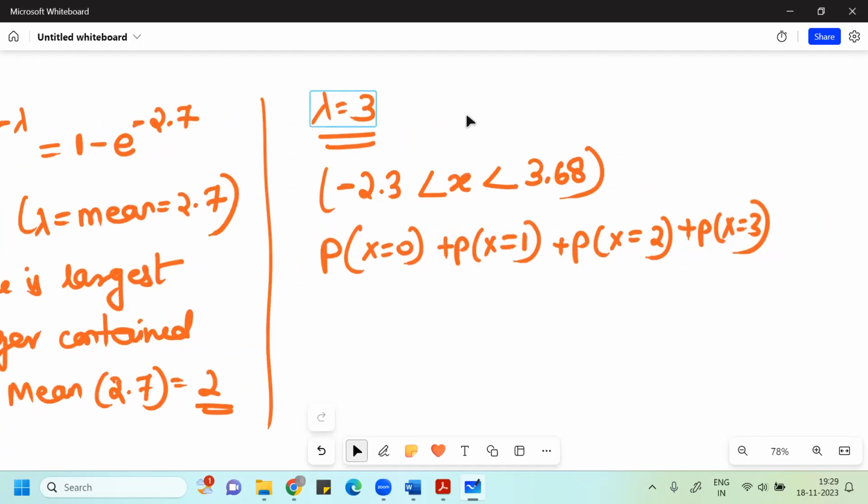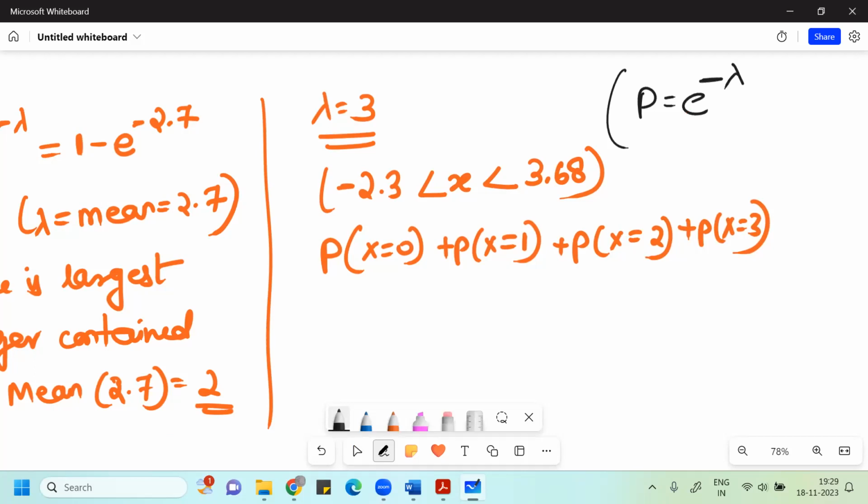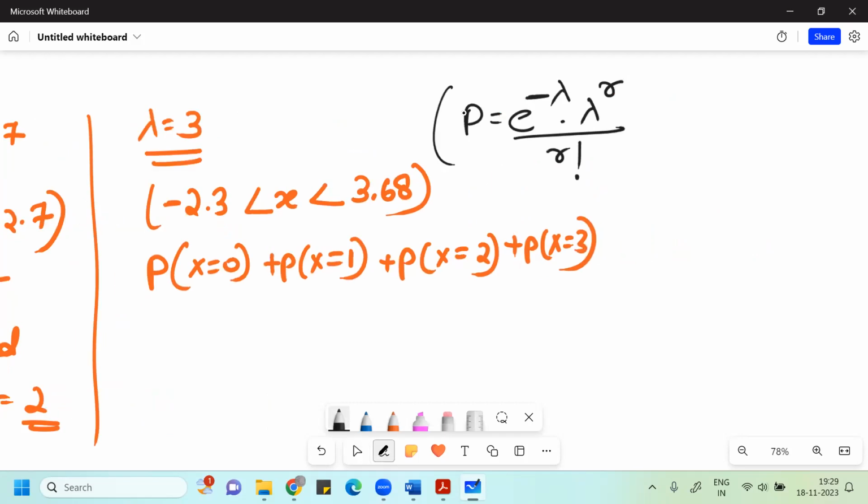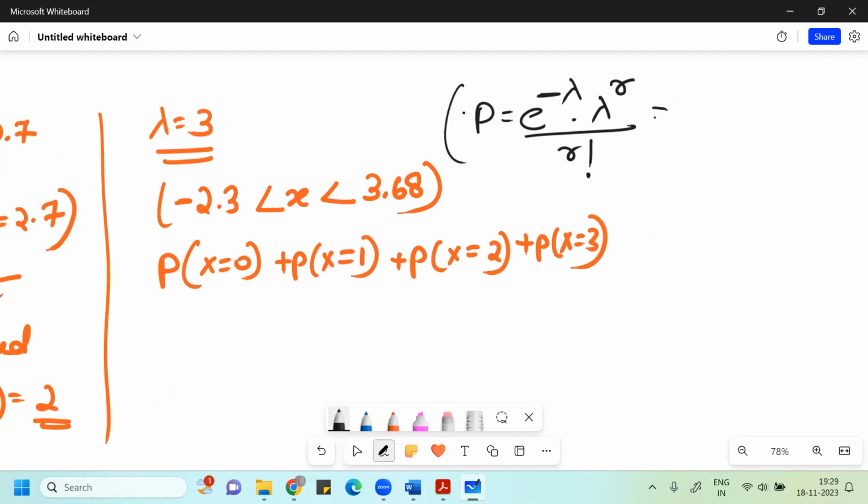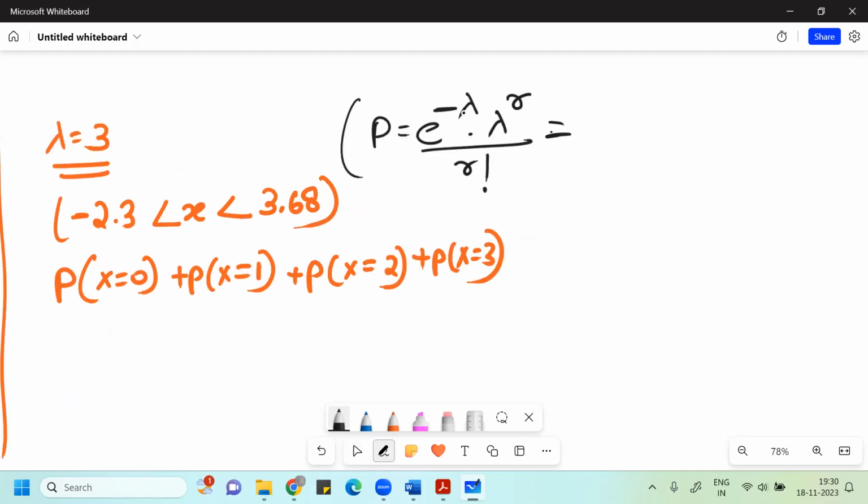So here your lambda is 3. Okay, so you know the formula. What is the formula? Probability is e to the power minus lambda into lambda to the power r by r factorial, and lambda is 3 here. That's why I'm doing some solved examples. Instead, I can directly do the set B, set C questions, but I want to give you more time to do more and more questions so that it will develop the concept and you'll understand the things.